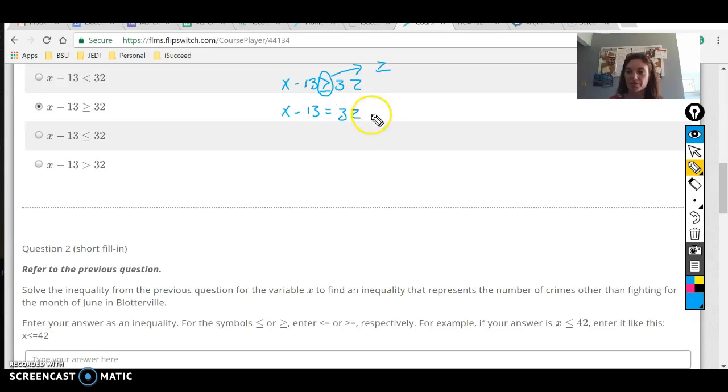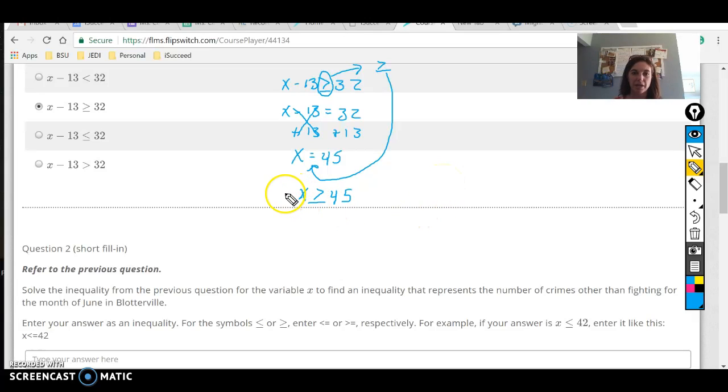And we should all be pretty familiar with how to solve this. In order to get X all by itself, we need to add 13 to both sides. When I add 13 to the left, I have a minus 13 and a plus 13, and I'm left with X. And when I add 13 to the right, I get 45. So X equals 45. Now, the thing I can't forget is to substitute that inequality back in. So I have X is greater than or equal to 45. Okay, and that makes sense.